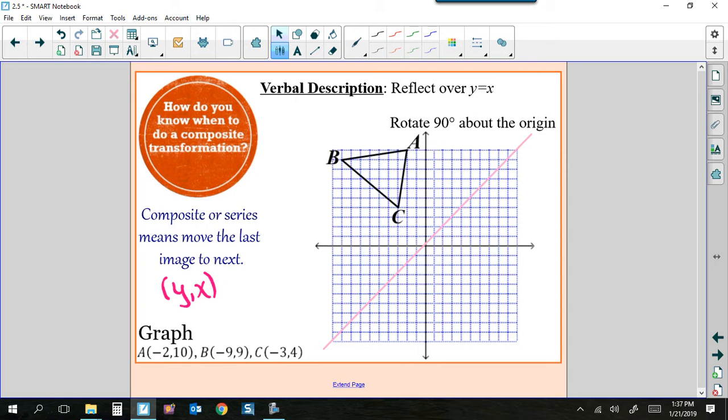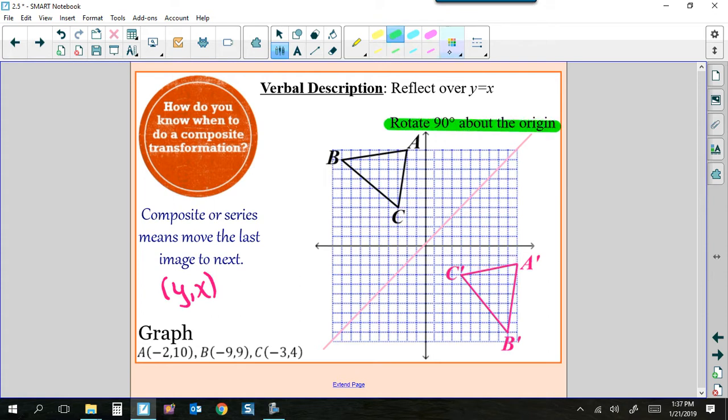Okay, so our first one is (-2, 10). If you use the rule, you should have gone over to (10, -2) and graphed your triangle. And you can see that the other 2 points are where they should be. If B is at (-9, 9) to start, then reflecting it would put it at (9, -9). C is at (-3, 4), so reflecting it over this line would put it at (4, -3). Now you're going to take A prime, B prime, C prime, and rotate it about the origin 90 degrees.